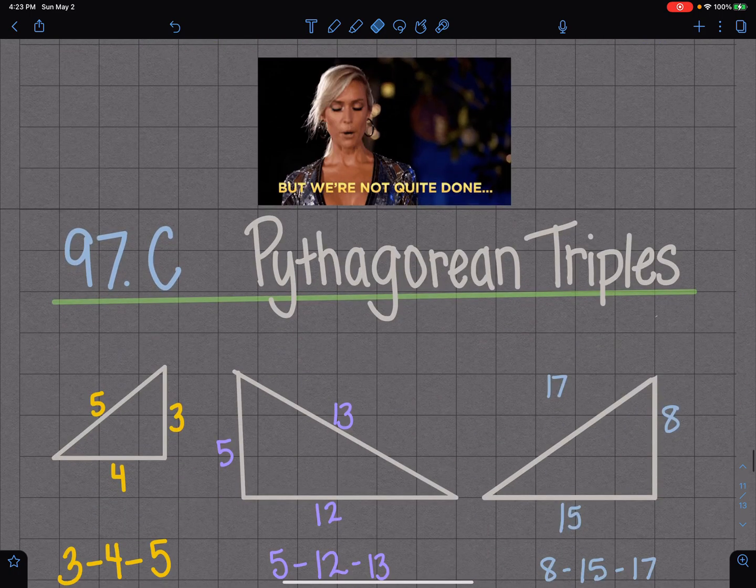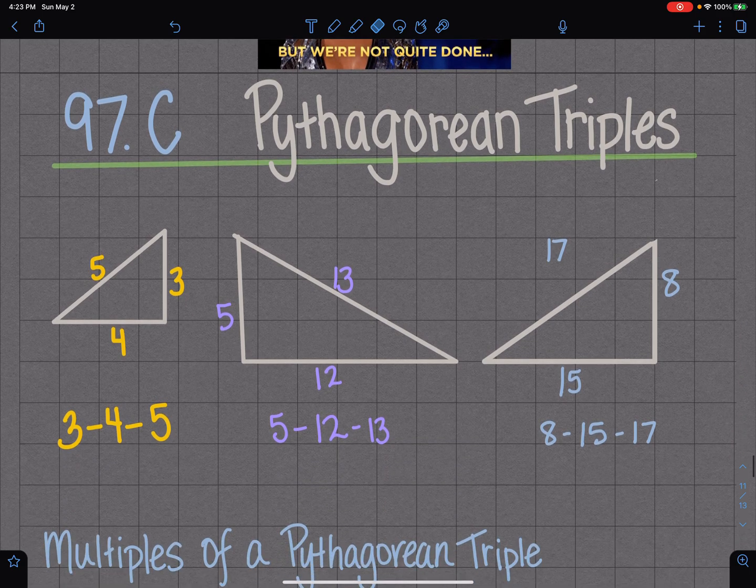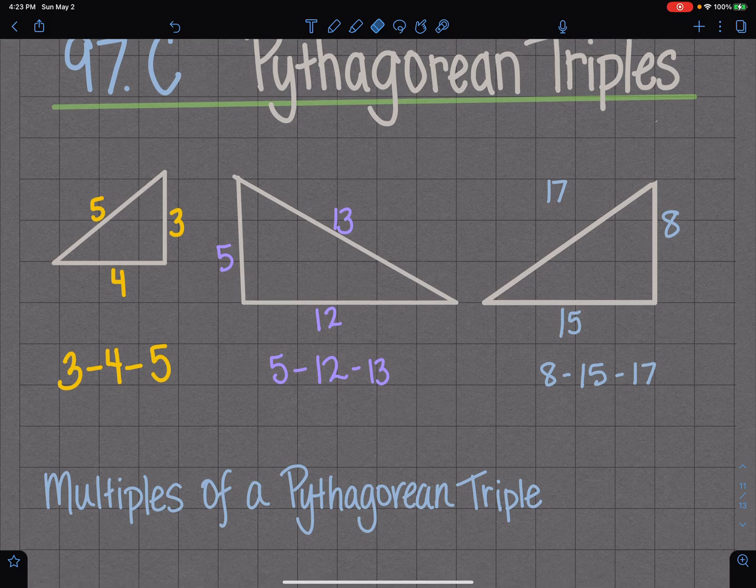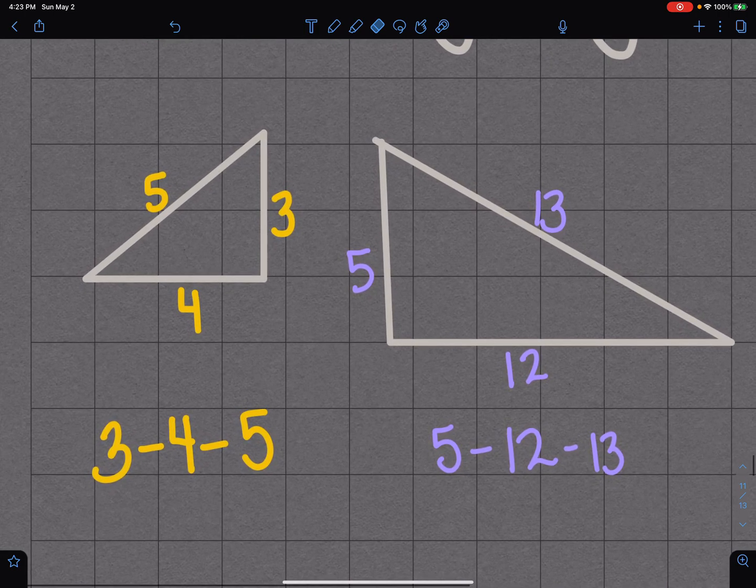Okay, Pythagorean triples. It is useful to memorize some of these triangles, because some of them are going to come up a lot. For example, this triangle comes up all the time. If you've got a 3 here and a 4 here, and you do the math, A squared plus B squared, you're always going to get 5 there. 3, 4, 5.